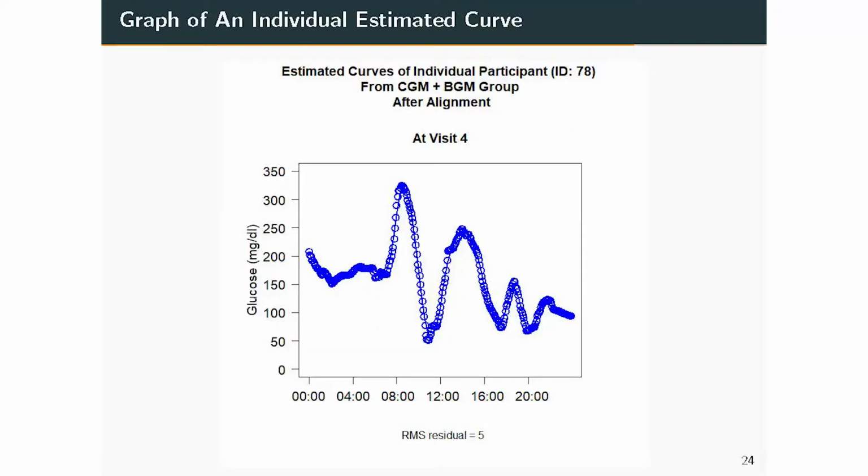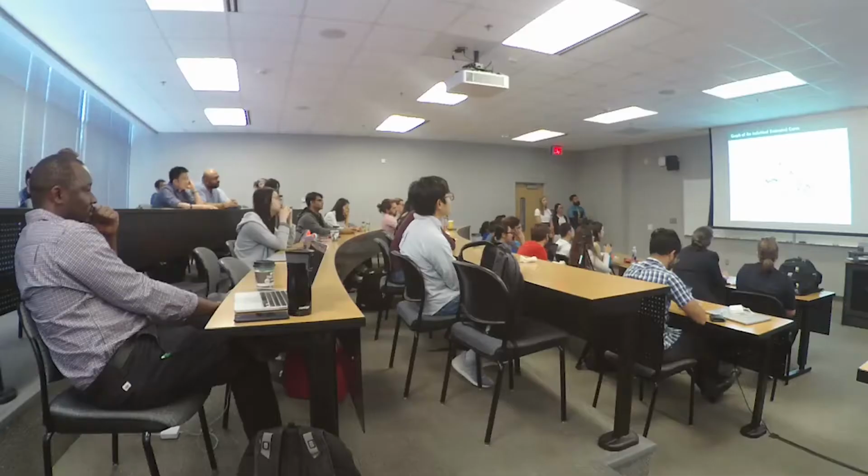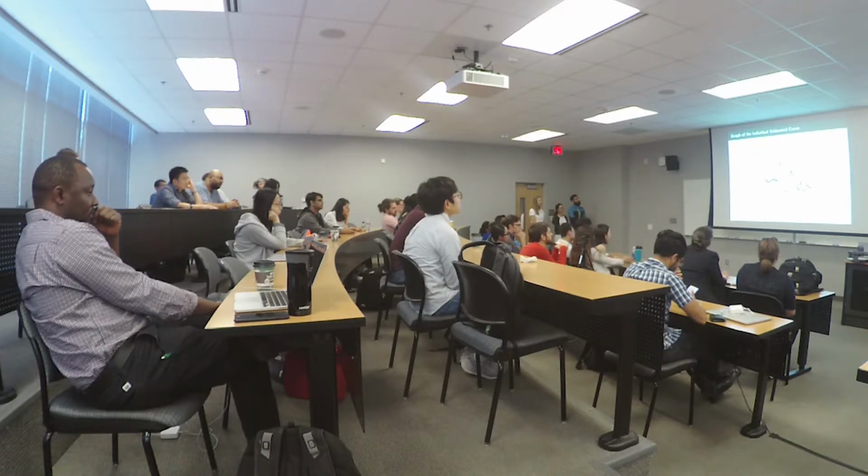This is the graph for one individual person, the estimated curve from the CGM BGM group after alignment at visit 4. The x-axis is the system time, not the noisy clock time, and the y-axis is the glucose level in a day. The points are observations, and the line is the estimated curve. You can see our estimated curve fits the observations quite well. The deviation between observation and estimated curve is quite small. So our model works very well.